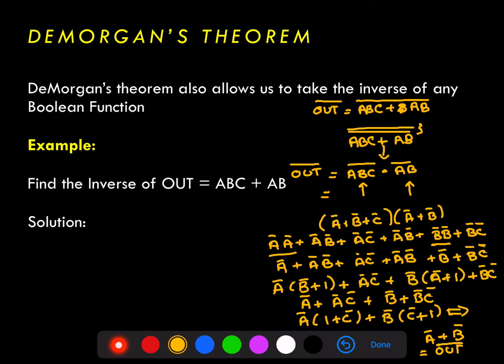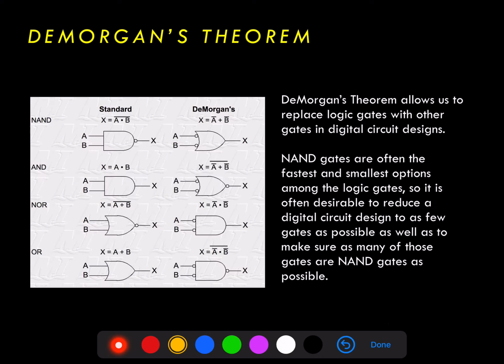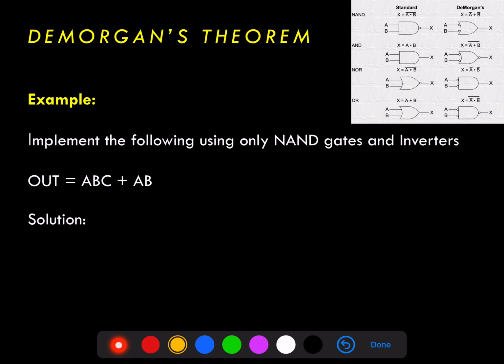In this way, we've applied DeMorgan's theorem to simplify an expression that we started with here that wasn't possible to simplify using any other Boolean relationships. We can also use DeMorgan's theorem to replace gates: from AND gates, NAND gates to OR gates, from AND gates to NOR gates, from NOR to AND, and finally we can also go from OR to NAND. Let's take a look at how this works in practice.